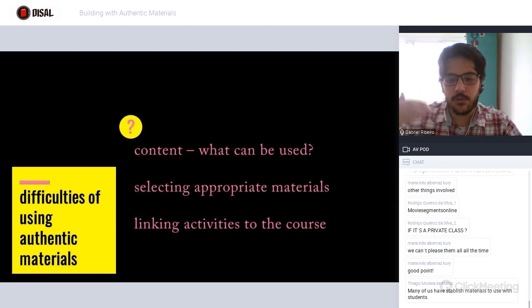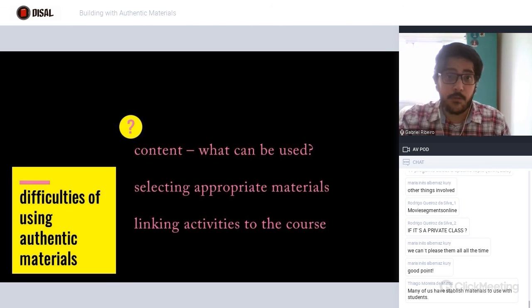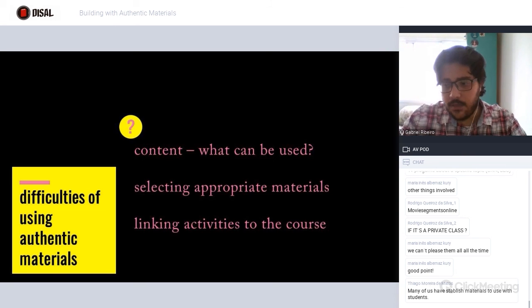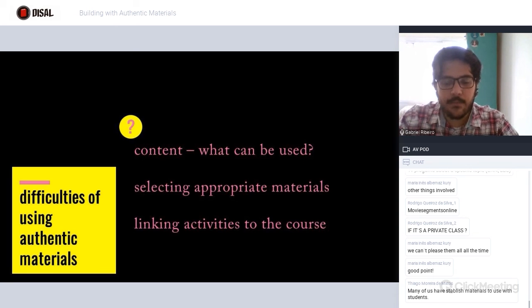Sometimes you need to go through many layers of bureaucracy in order to be able to use this in class. But I think that is worth the trouble. And when we are coordinating courses, we should try and encourage teachers to come up with some of these ideas, and then we can check and see if they are working or not, right?